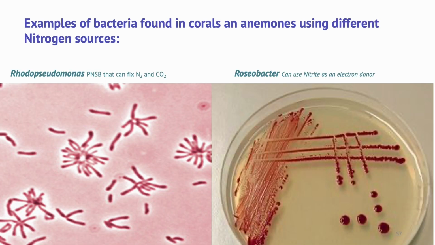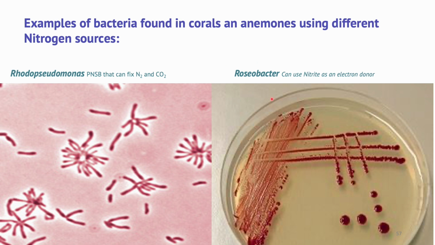Some examples of bacteria found in corals and anemones that can use different types of nitrogen. So you have Rhodopseudomonas here on the left, and these purple non-sulfur bacteria can fix nitrogen and carbon dioxide, and they can also photosynthesize. They prefer these anaerobic microenvironments within the coral's tissues, embedded within the mucus, and also within its gut. Corals and anemones share a lot of similar characteristics, so it's possible that these can also be in the aiptasia.